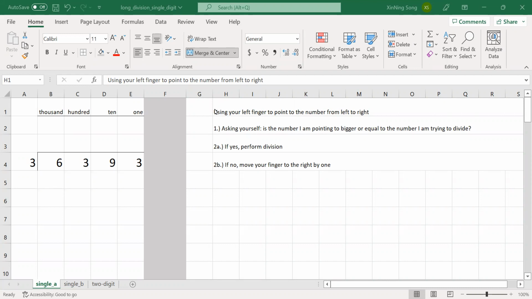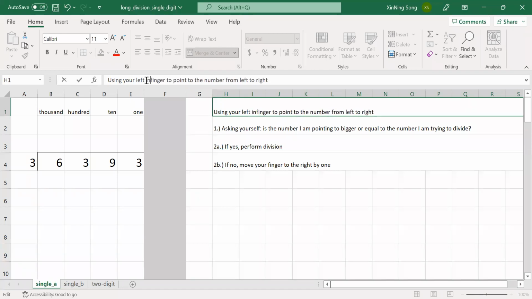Read what I wrote on the right side. It said use your left finger. Actually, I'm going to change this a little bit: use your left index finger. Or anything, you can even hold a pencil, but using a finger is probably easier, whatever finger you have. Use your left finger to point to the number from left to right, and then ask yourself a question.